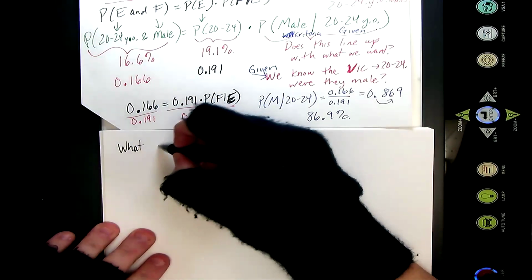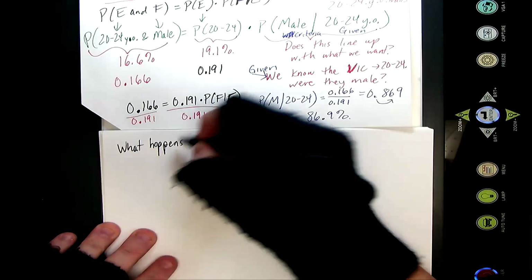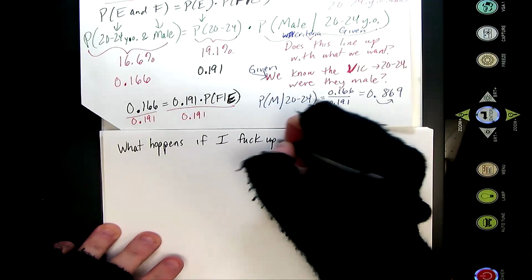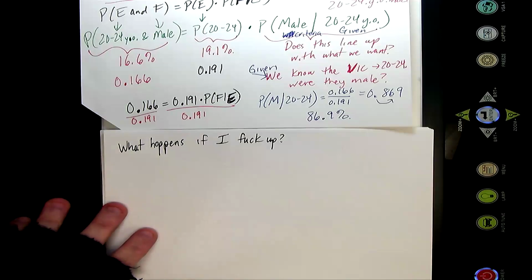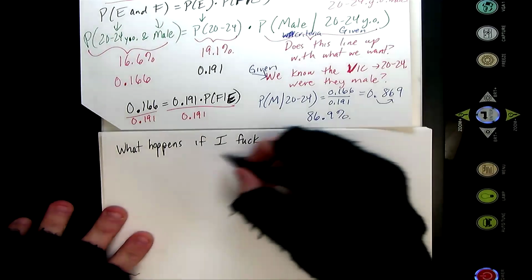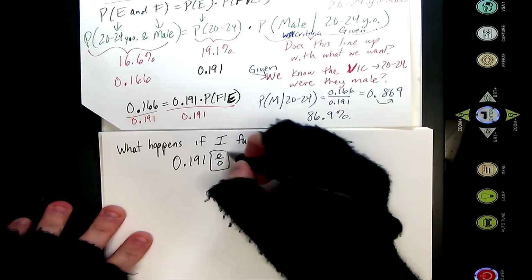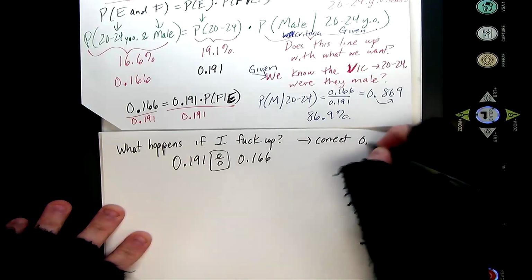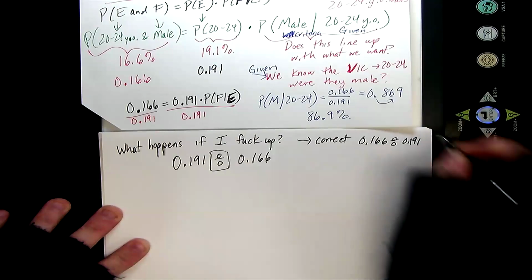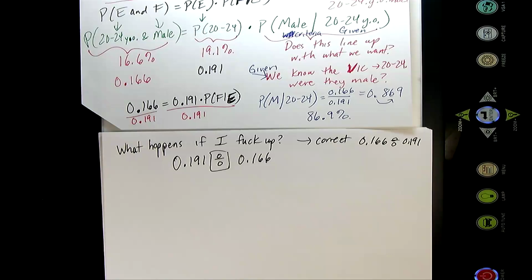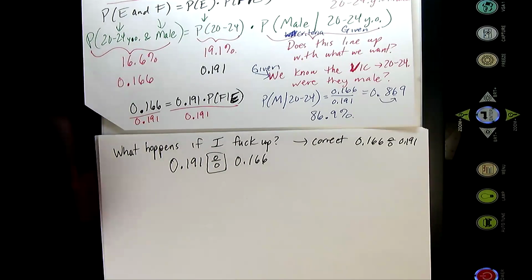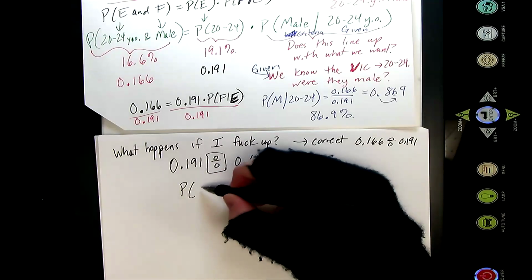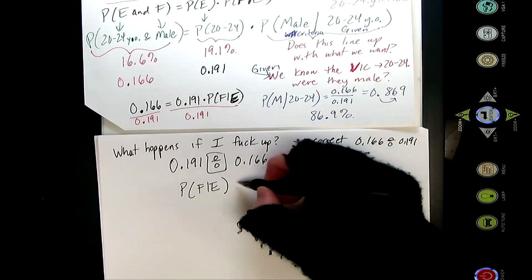What happens if I mess up? This can happen a couple of ways. Either you don't put that in the calculator correctly, right? If I did 0.191 divided by 0.166 in the calculator. The correct way is this: 0.166 divided by 0.191. The top divided by the bottom. But if you mess it up by doing this, or maybe mislabel these, what do I get if I do that in a calculator? 0.191 divided by 0.166. I get the probability of F given E equals 1.15.